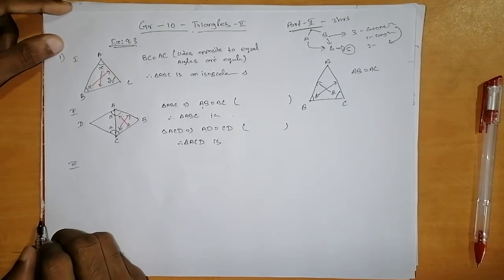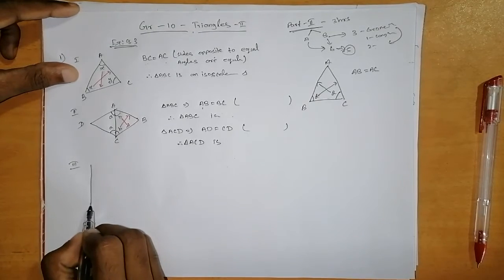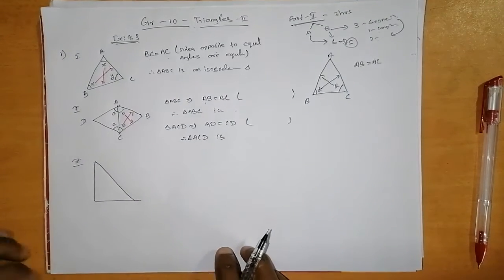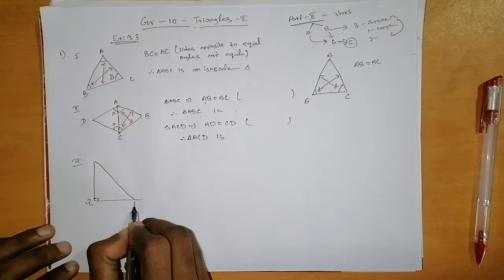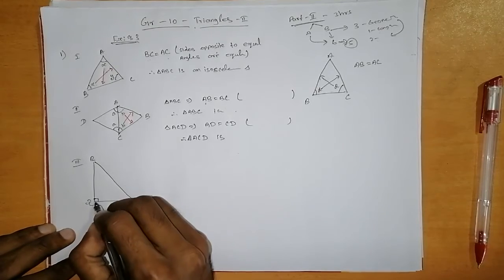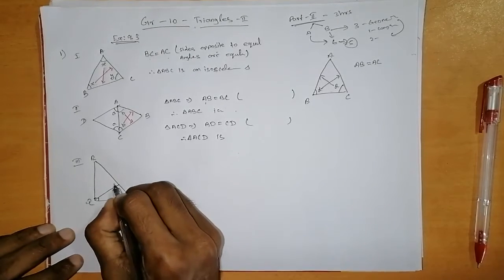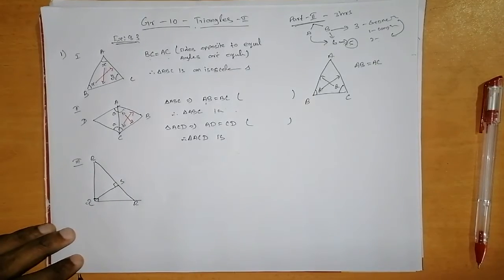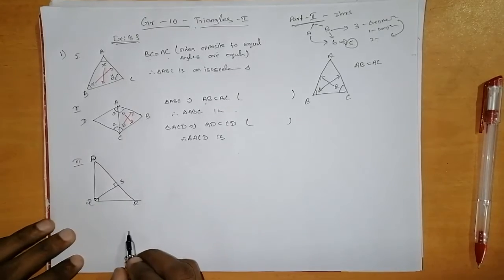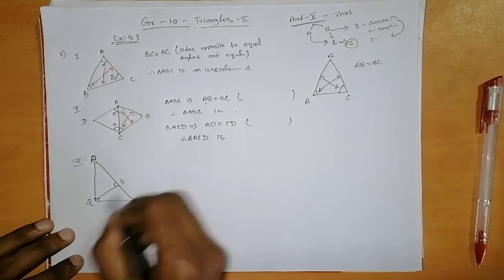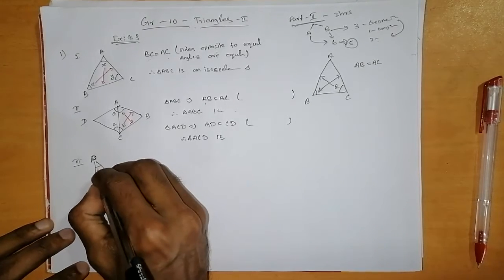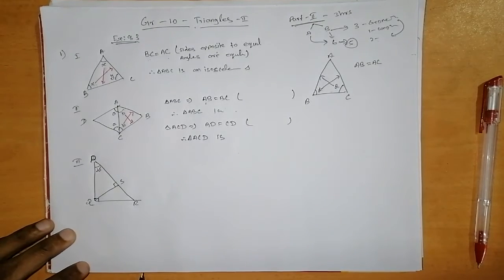Okay, third one, we have a right angle triangle. Q is the right angle, PQR. Another side is given as QS, which is perpendicular to PR. One of the angles is given as 45.